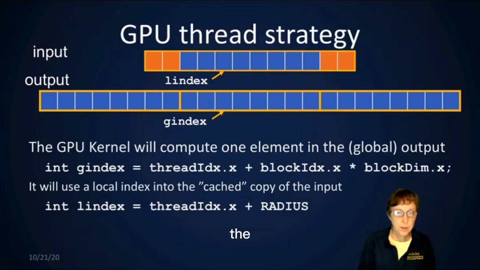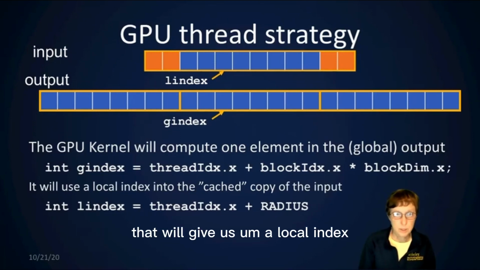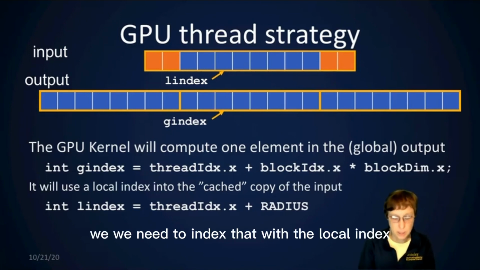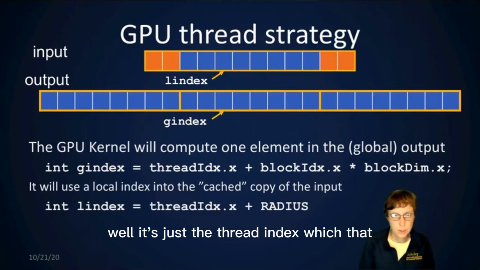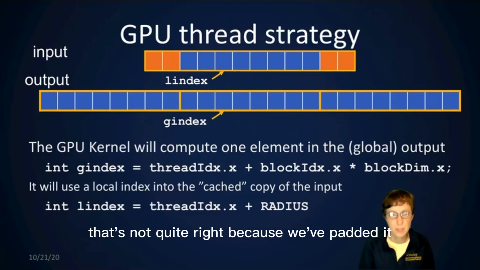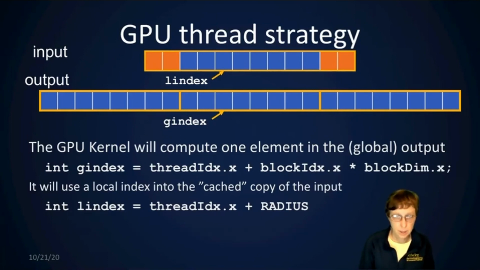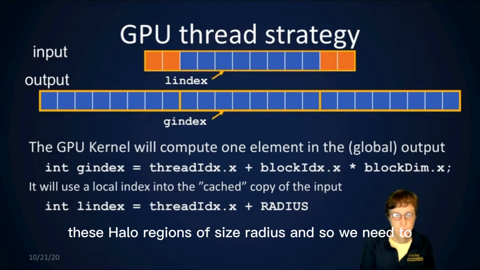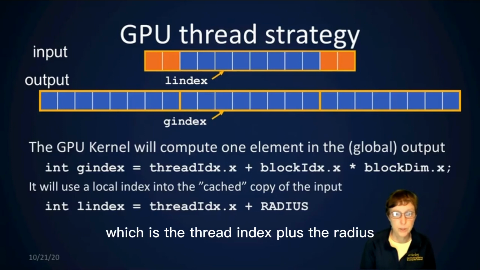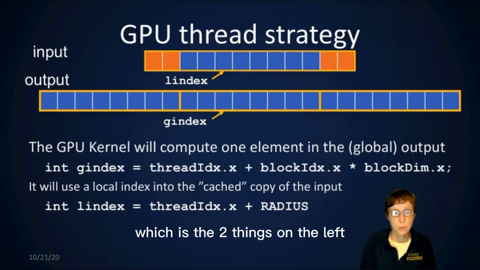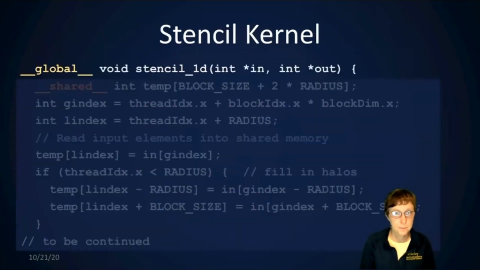And now the input, though, has been copied into shared memory. That will give us a local index. We need to index that with a local index because that's a much smaller array. And you might think, well, it's just the thread index, but that's not quite right, because we've padded it to the left and the right with these halo regions of size radius. And so we need to then use the local index, which is the thread index plus the radius, which is the 2 things on the left that are going to shift our index over by, say, 2 in this case.